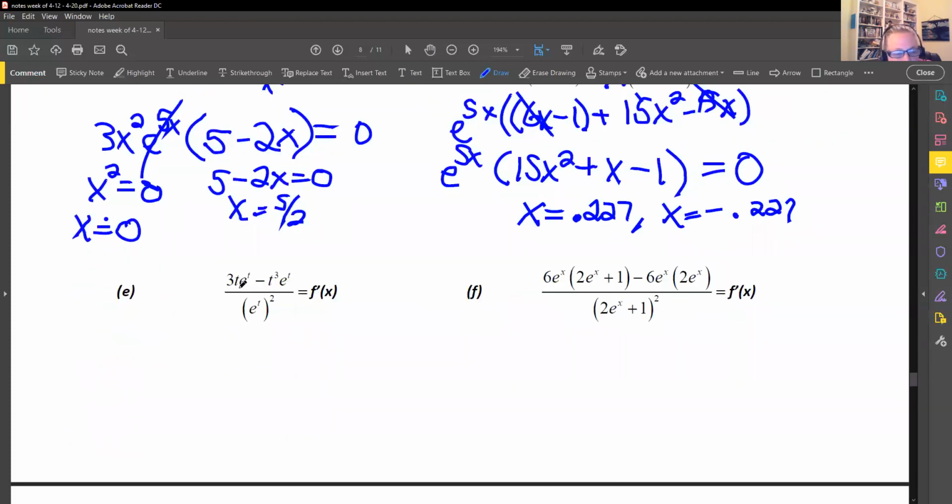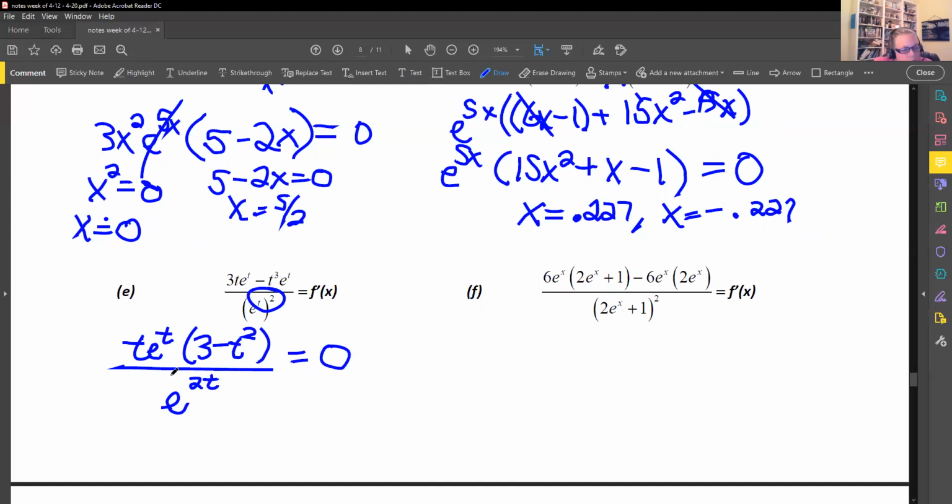All right. So same thing here on the top. I can take out a t e to the t. So I'm left with 3 minus t squared. Okay, e to the t squared, remember you multiply the exponent, so this is e to the 2t. All right, now I want to set things equal to 0. Notice that where it equals 0 is where the top is 0. The bottom is never 0 because e is never 0. So there's no place where it's undefined. So I'm going to work on the top.